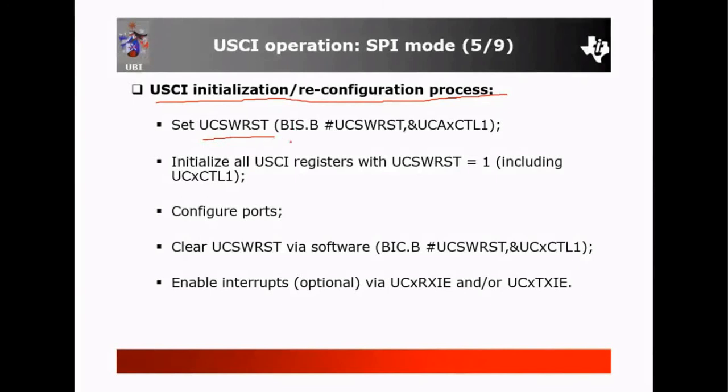So set UCSWRST. How can you set this value? With the help of the instruction bis.b, which means bit set. The second step is to initialize all USCI registers with UCSWRST equal to 1, including the UCxCTL1.